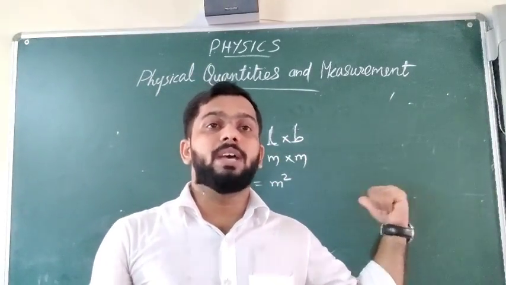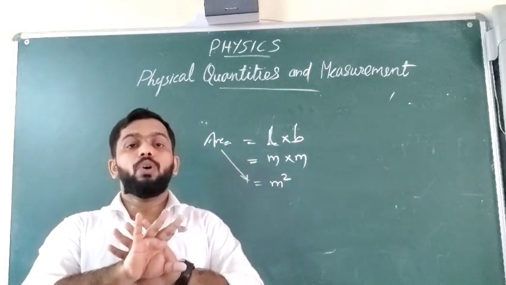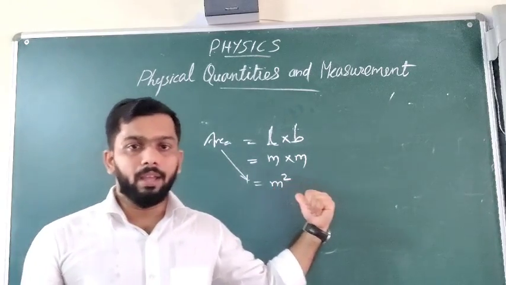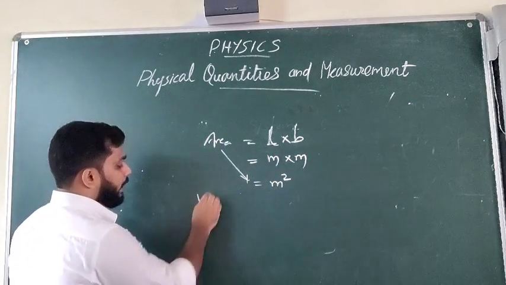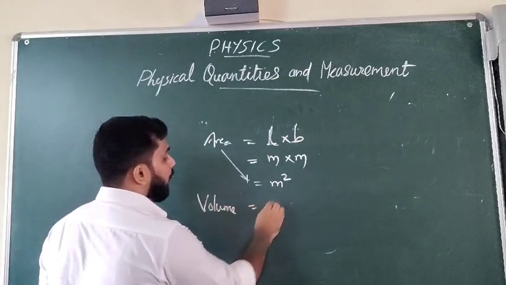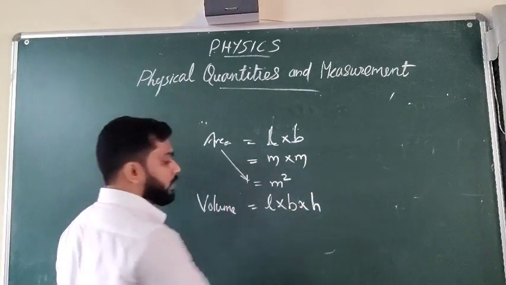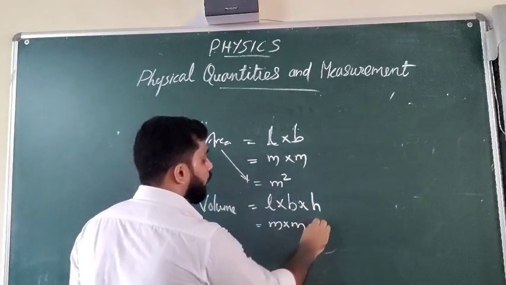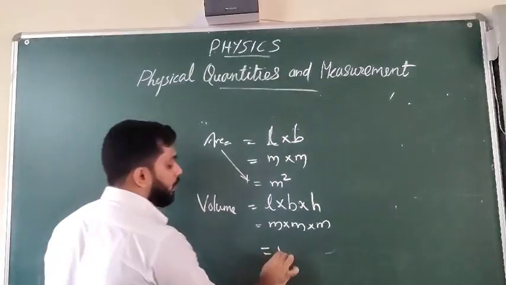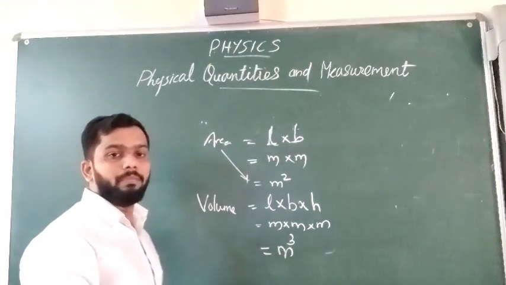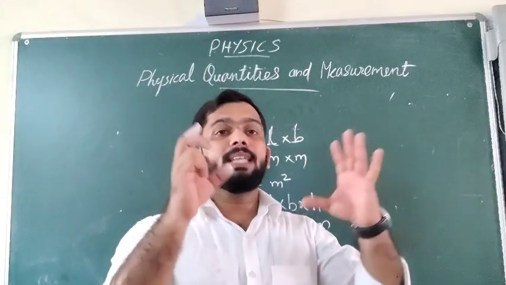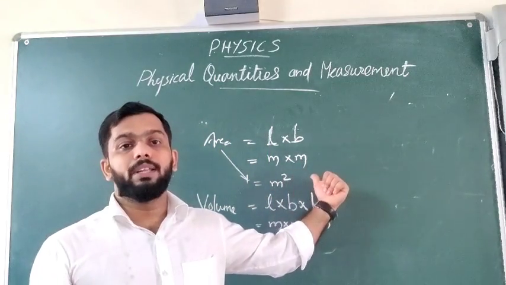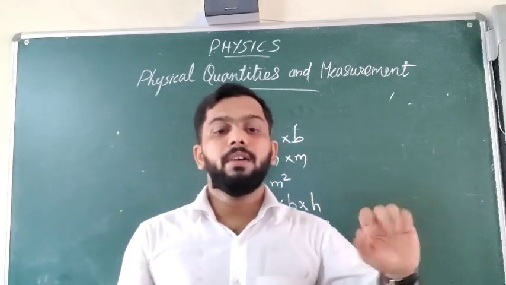So if you know these 7 fundamental units, you are able to find any other derived units from them. Now again, if you want to find the SI unit of volume, we know volume is length into breadth into height. Length is measured in meter, so meter into meter into meter. So what will be the SI unit of volume? Meter cube, or a cubic meter. Like that we are able to find the SI units of derived physical quantities from the fundamental physical quantities.